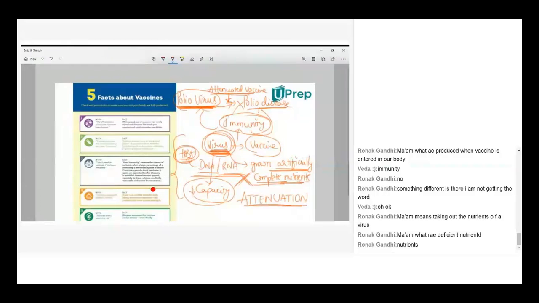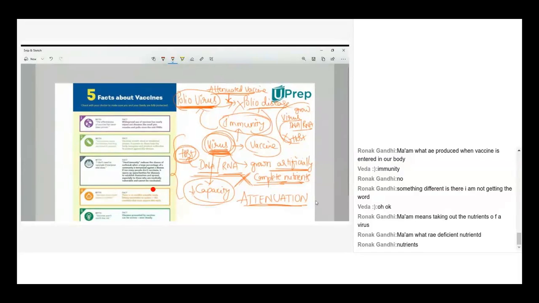Yes, Ronak. Ma'am, what is deficient nutrients? See, the whole concept is behind how a virus grows. A virus is just a particle, a DNA or RNA. When we studied the structure, I explained this. It cannot reproduce by itself. It needs a host, isn't it? When it infects something, it will grow. Otherwise, it will not grow.